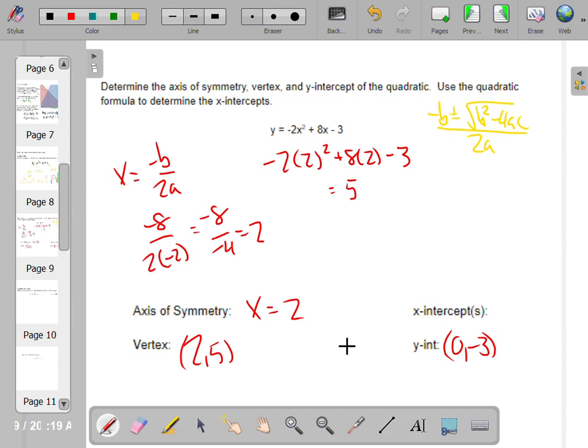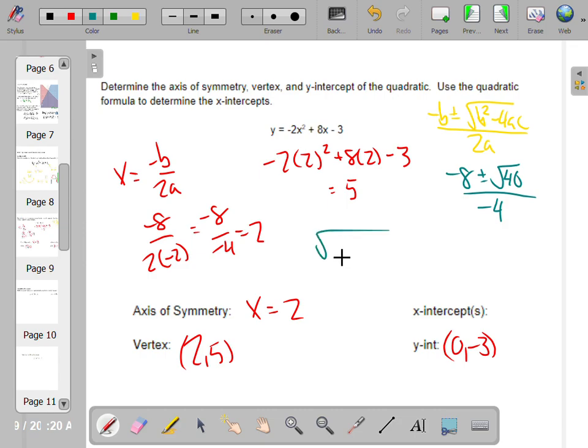So the discriminant is b squared minus 4ac. 8 squared minus 4ac. Type that in, you get 40. So the discriminant is 40. That part of it is 40. The opposite of b, negative 8, plus or minus radical 40 over 2a. 2 times negative 2 is negative 4.